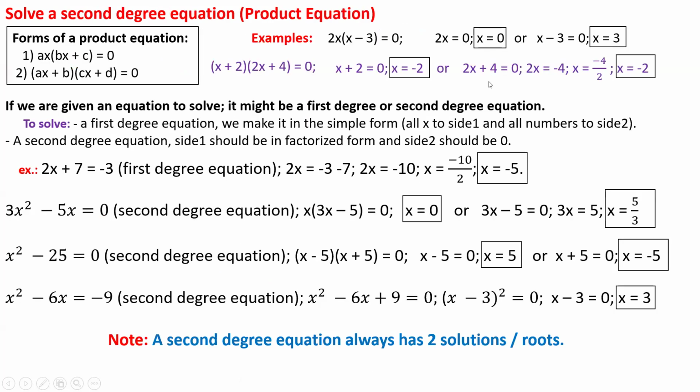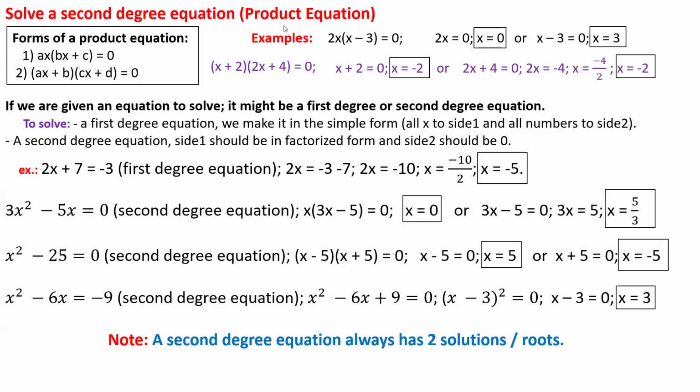Now, how can we solve a second degree equation? To solve a second degree equation, this equation has exponent 2. How should a second degree equation be written? It should be written in the form of a product equation. The product equation is either ax into bx plus c equal to 0. Always on side 2 we should have 0. Side 1 might be a monomial multiplied by a binomial, or on side 1 we might find a binomial multiplied by a binomial. Also on side 2 we should have 0.